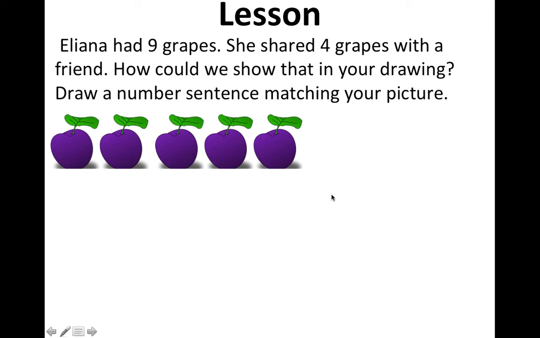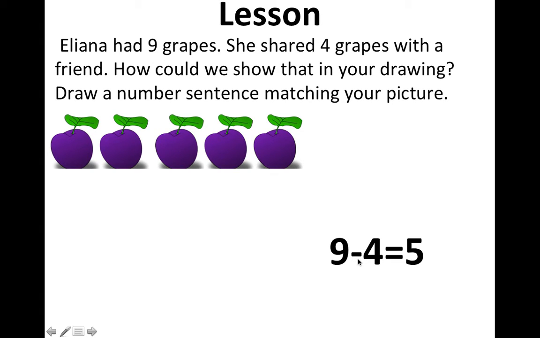So I made them disappear because it's a computer. But if I were doing this in person with you guys, I could erase it, or I can put an X mark on the grapes to show that she no longer has those grapes. Now, the number sentence that goes with it is 9, because I started with the 9, and then she gave 4 away to show take away.